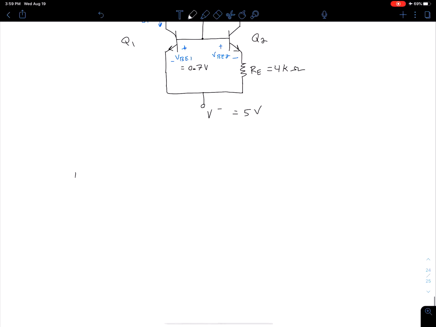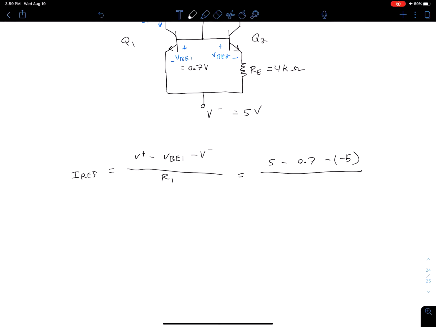So doing that, we can see that our Iref is just going to be equal to our V plus minus VBE1 minus V minus, divided by R1, which is equal to 5 minus 0.7 minus negative 5, divided by, and then our R1 was given as 7K ohms. And so we get that our Iref is approximately 1.33 milliamps. So pretty straightforward still to get our Iref.